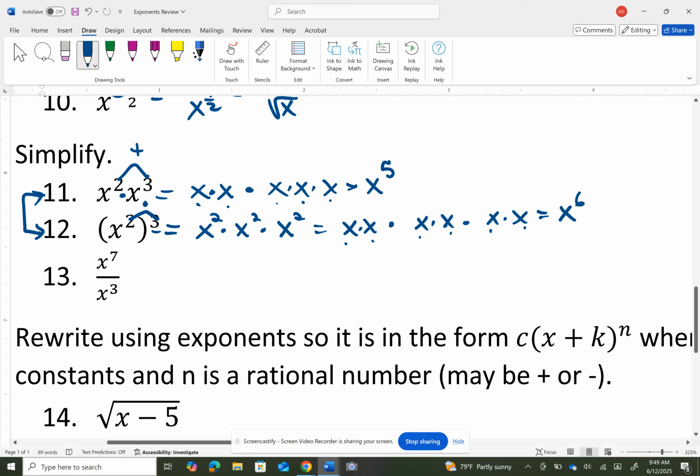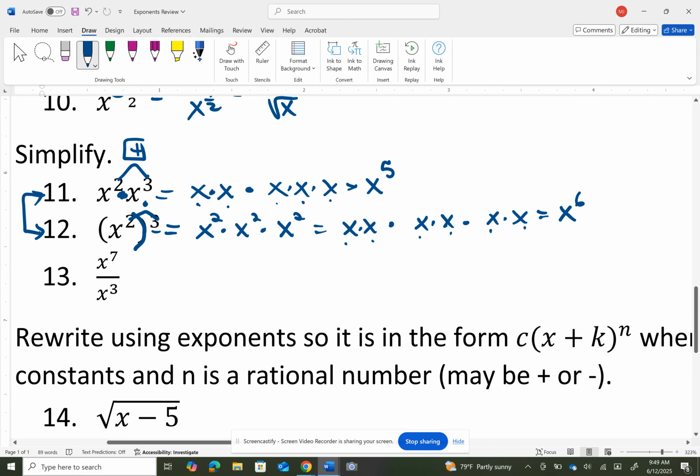And you've got to really see and recognize the difference between those two. Notice that the parenthesis is separating those two exponents. You've got a power being raised to a power on number 12, where on number 11, you're just multiplying 2 powers. So you may be multiplying the 2 exponential expressions, but the shortcut is you can add them.